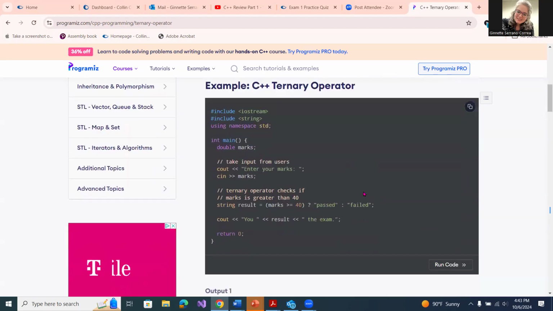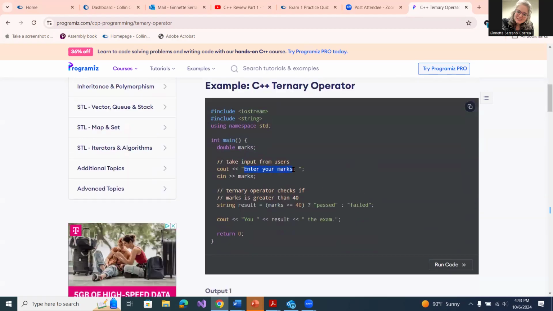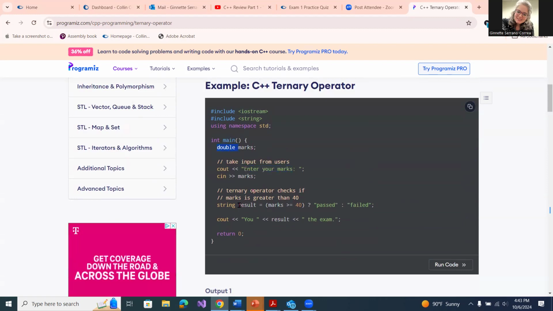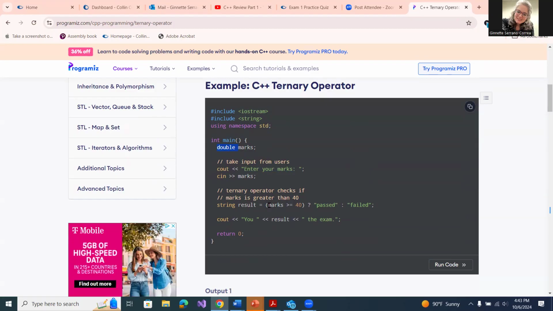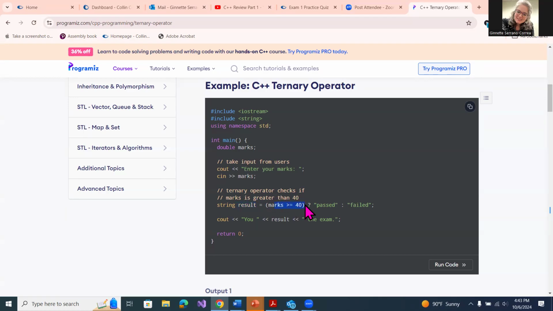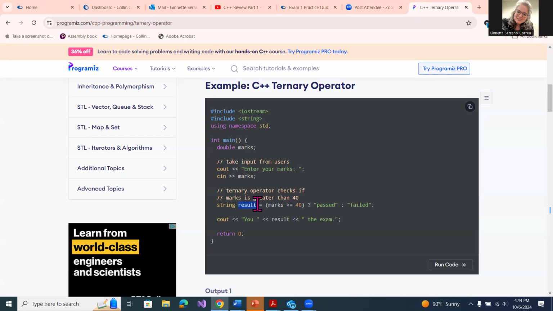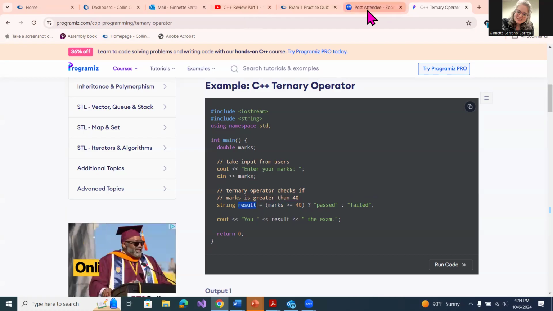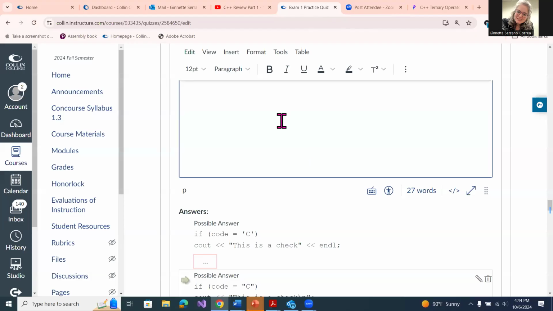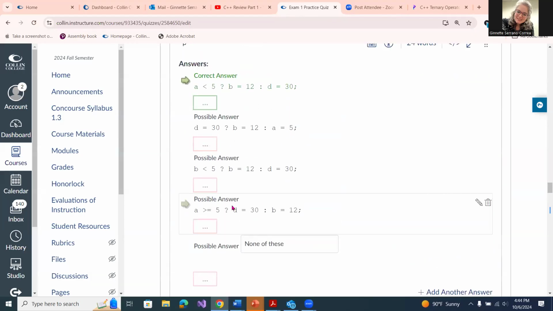So here's an example. We ask the user to enter a number. And then it says, if the number they enter is greater than or equal to 40, the word passed gets assigned to result. If it's not greater than or equal to 40, then the word fail gets assigned to result. So hopefully that helps with this question here.